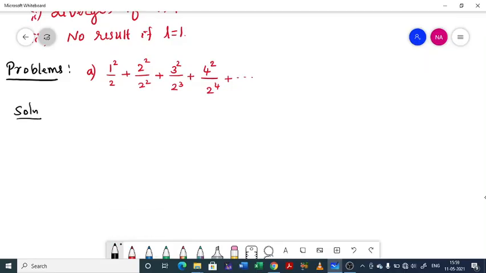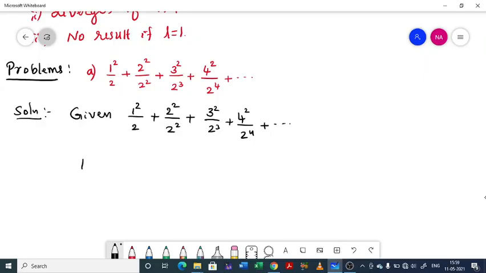Solution. So the given infinite series is this one. Usually I don't write this statement again, but for the first problem I will write it properly. From next onwards I will directly write the general term. 3 square by 2 cube plus 4 square by 2 power 4 plus and so on.